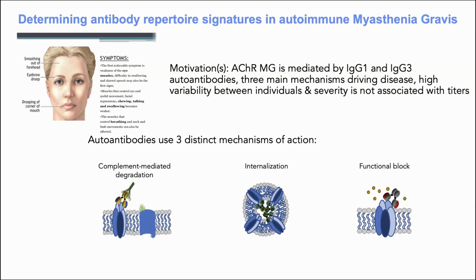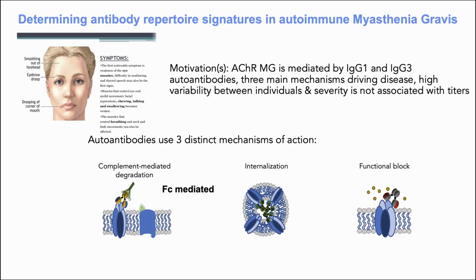So in this case, there are autoantibodies that target the neuromuscular junction, specifically the acetylcholine receptor, either through complement mediated destruction, internalization, or functional block. And that inhibits acetylcholine from binding its receptor. It inhibits the downstream signaling of the neuromuscular junction, and therefore impacts things like breathing and swallowing that can be incredibly important, obviously, for quality of life and living in general.